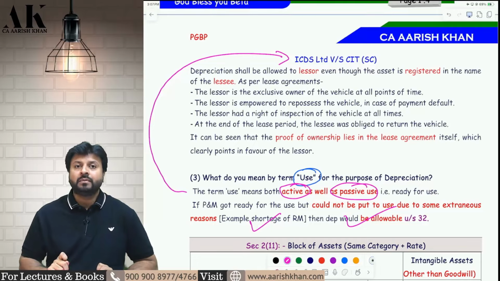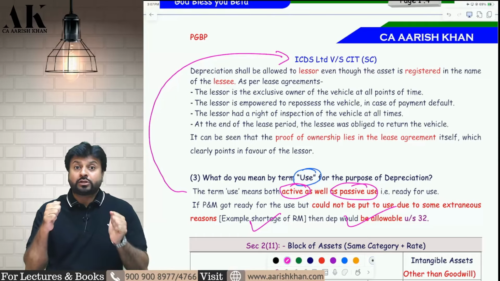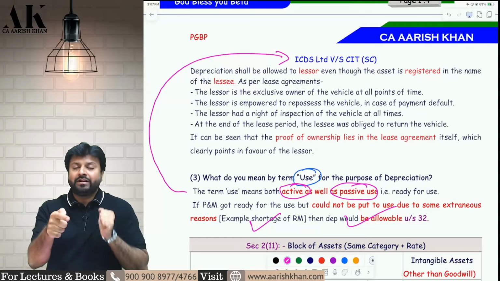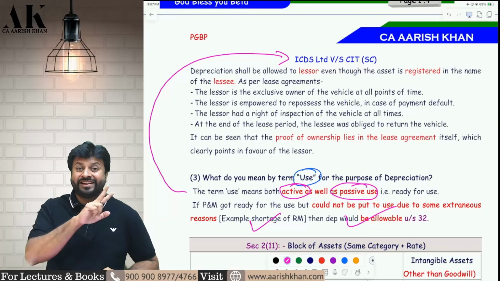First, because I am not the owner. The owner on paper is the customer. Second, because I am not using the car actually. The car is actually used by the customer. The car is driven by the customer. I am not driving the car. The matter went to the Supreme Court. The Supreme Court struck down both the points and said that the assessee is the owner.